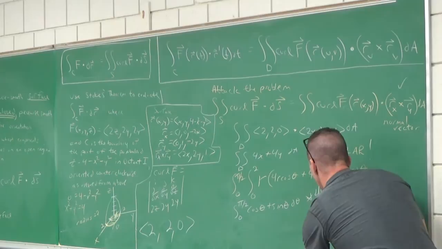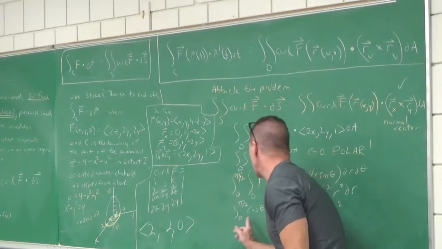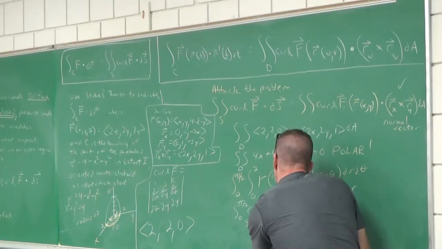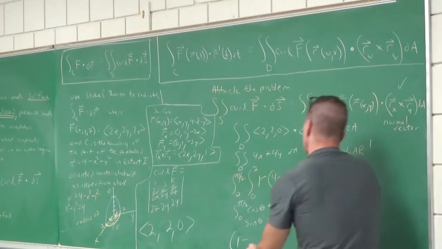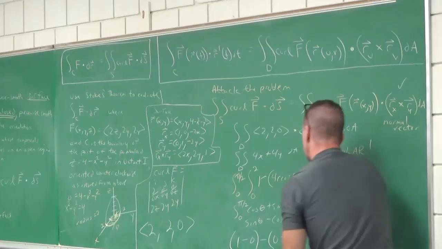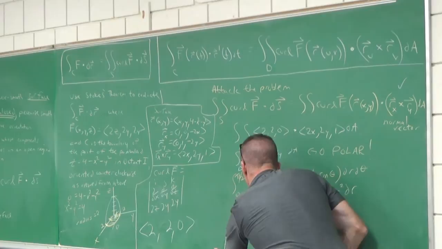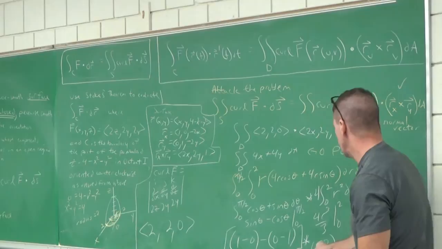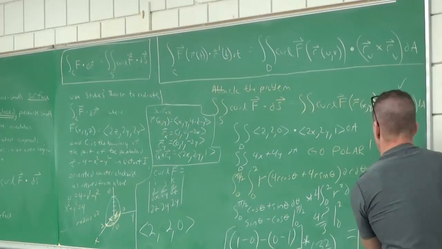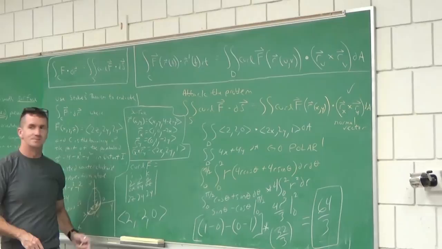So now, what's the integral of cosine theta plus sine theta? The integral of sine theta is negative cosine theta. We gotta go from 0 to pi over 2. So sine of pi over 2 is 1, and 0 minus 0 minus 1. Take this number and multiply it by the 32 thirds. What is that number there, though? Is that 2? That's a 2. 2 times 32 thirds. We just found the work done by the vector field to move a particle along the boundary curve, the whole closed path.